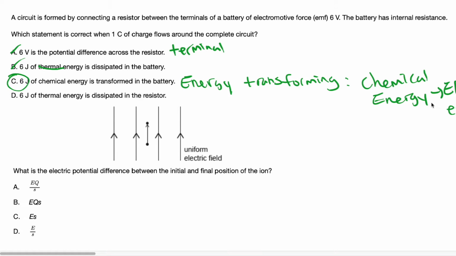6 volt of thermal energy is dissipated in the resistor. So this statement is completely wrong. First of all, it is not thermal energy. Secondly, it is not really about resistors. So here, D is wrong.